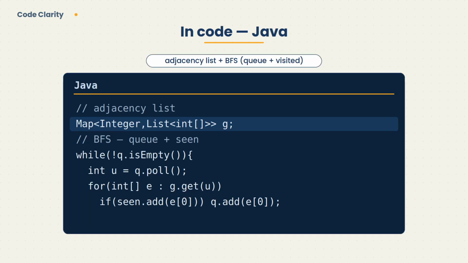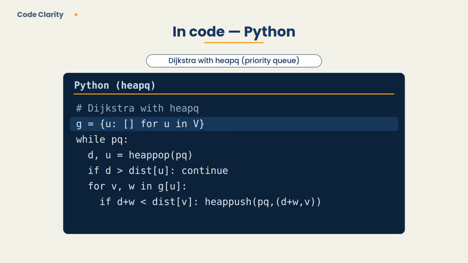In practice, it's compact. Store the graph as an adjacency list, a map from each vertex to its neighbors. Breadth first is a queue plus a visited set. Depth first is the same idea with recursion. Dijkstra is a priority queue of distance-vertex pairs. Pop the closest and relax its edges, pushing improved distances back on. In Java, that's a PriorityQueue. In Python, it's heapq over tuples. The shape is identical across both. The structure you learned does the heavy lifting.